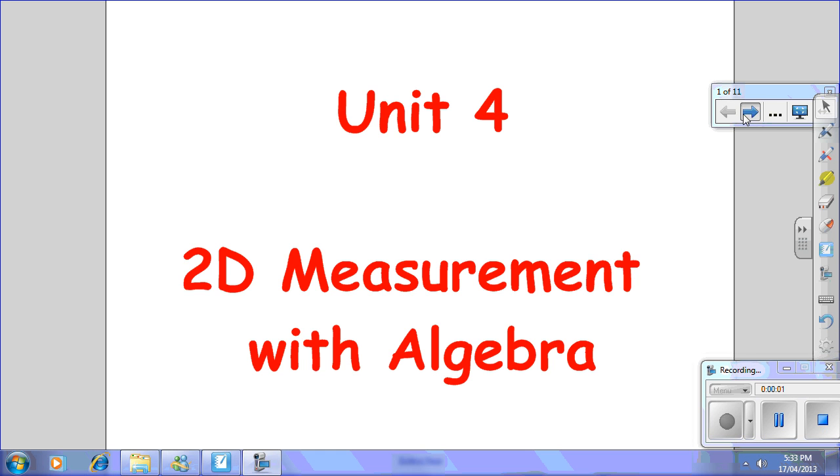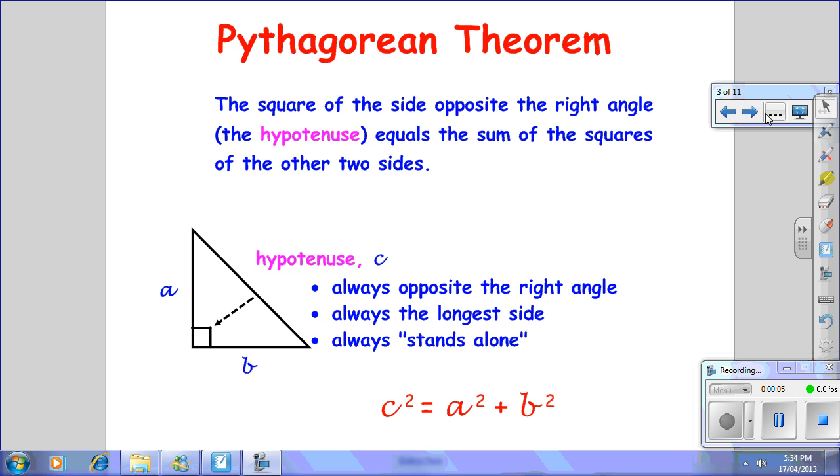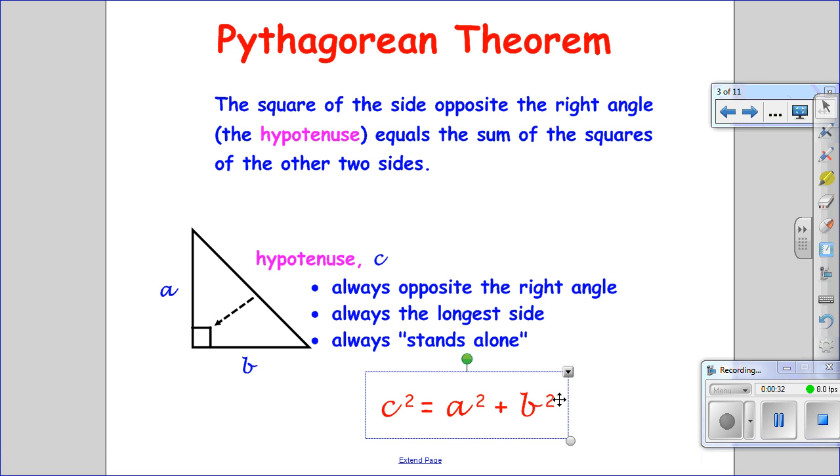Measurement and algebra. Revisiting the Pythagorean theorem. The Pythagorean theorem tells us that the square of the side opposite the right angle, this side here, is called the hypotenuse, and it equals the sum of the squares of the other two sides, which is kind of wordy. What that tells us is side C, right here, when I square it, C squared is equal to this side here, A squared, plus this side here, B squared.